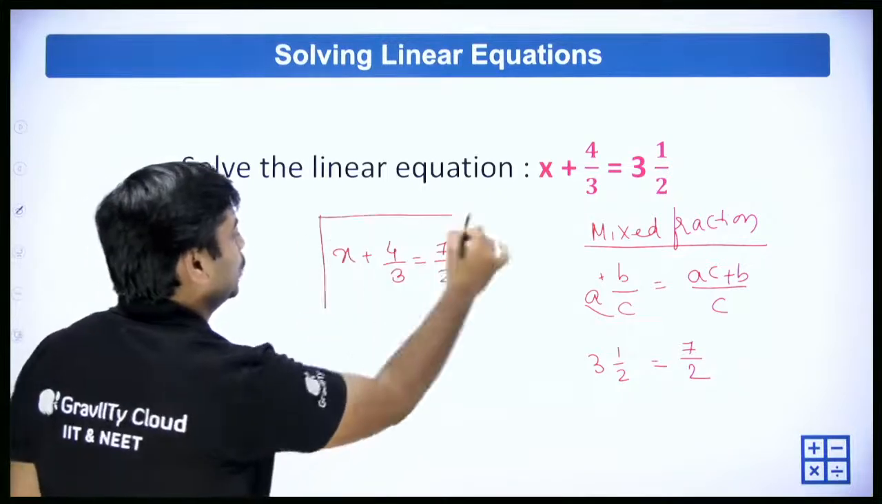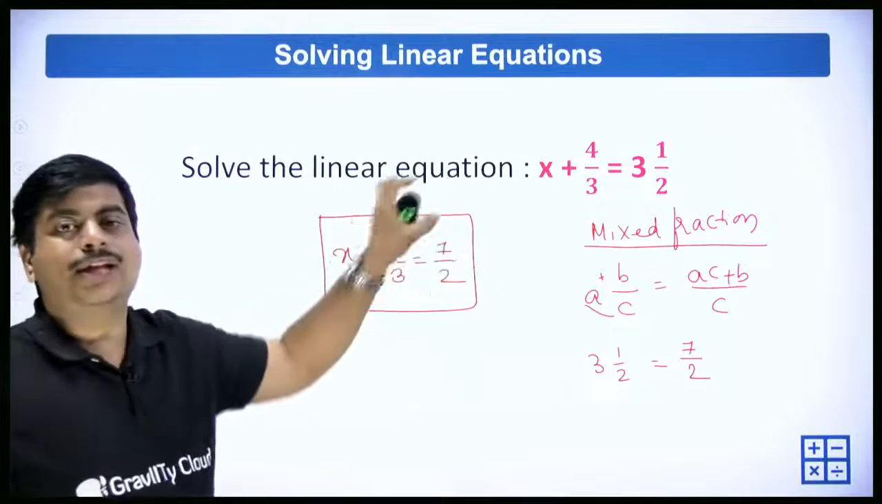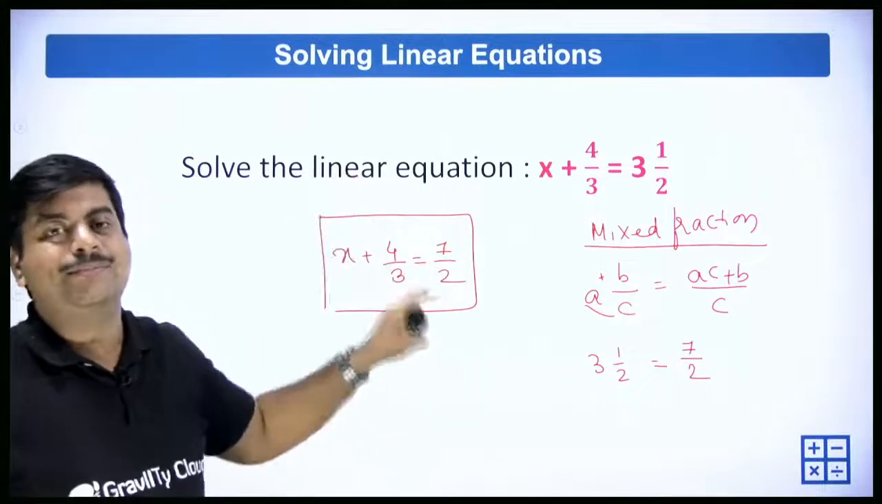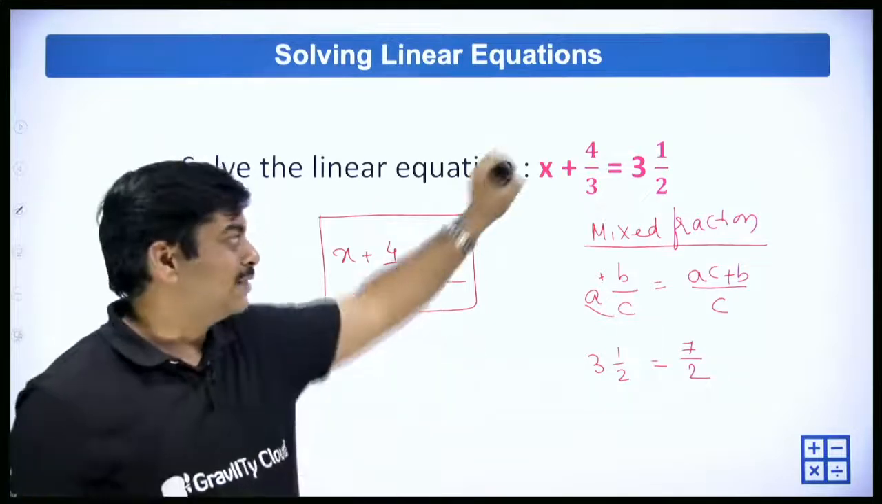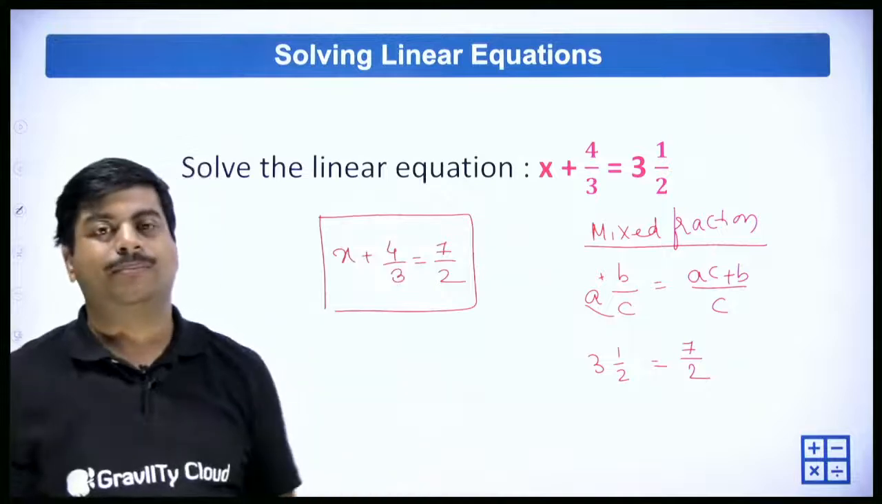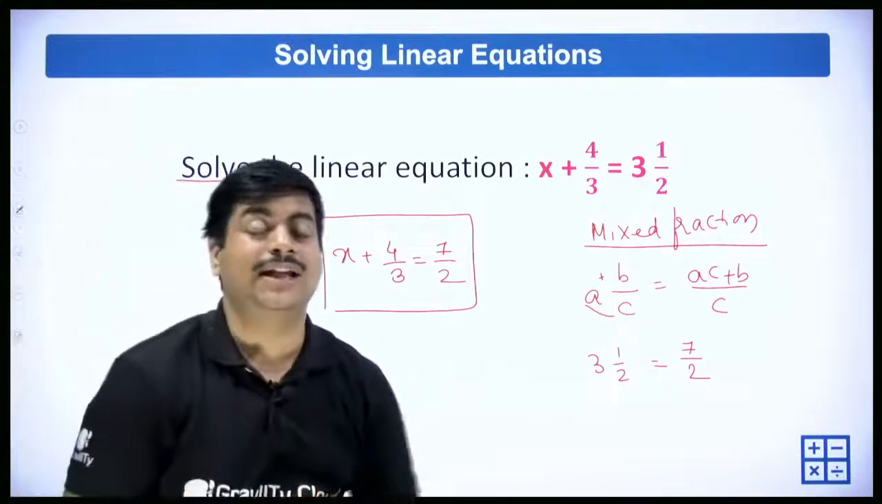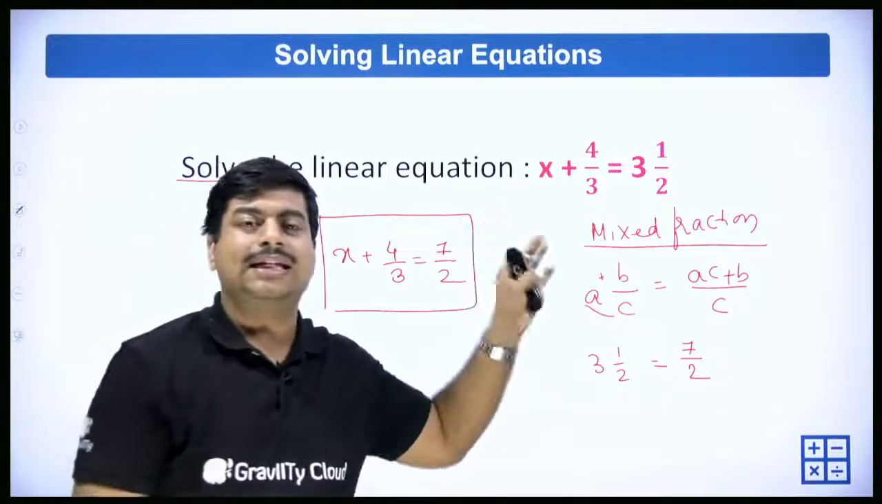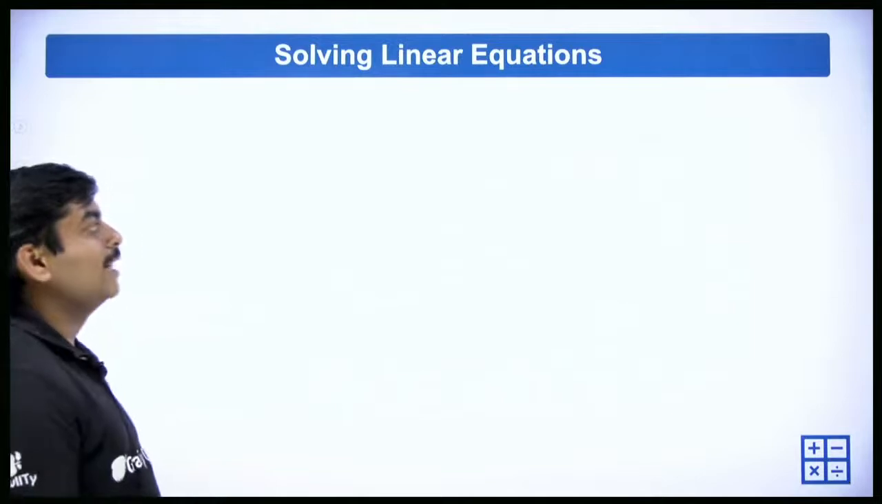So you try to solve this one. 7 by 2 minus 4 by 3, and you need to take the proper LCM to get the value of x. The value of x that satisfies this equation is called the solution of the equation. Solve means find the solution of x, the value of x which satisfies the given equation. Understand? I hope you understood about linear equations, right?